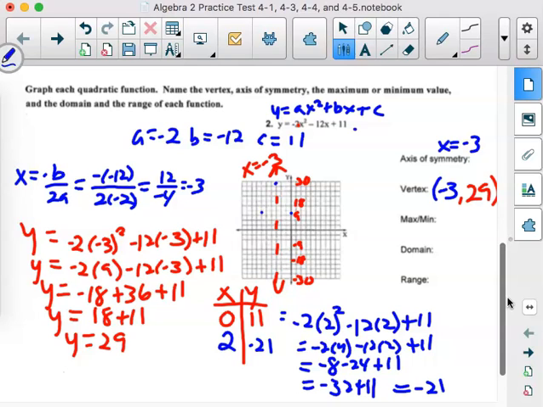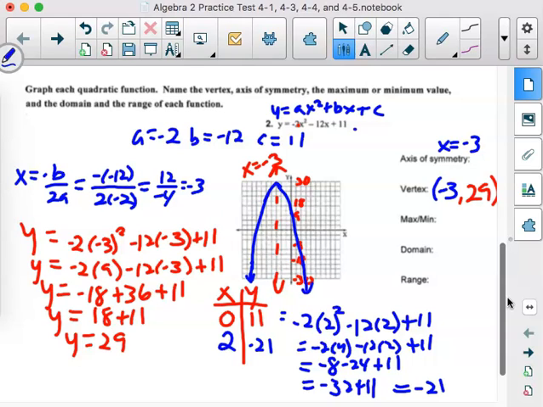3, 6, 9, 12, 15, 18. And I can use symmetry to go equal but opposite on the other side. So I've got 1, 2, 3, 4, 5 units away from the axis of symmetry, 1, 2, 3, 4, 5 on the other side. Much better. I feel really good about this parabola now that I put that third set of points on there. So 2, negative 21.